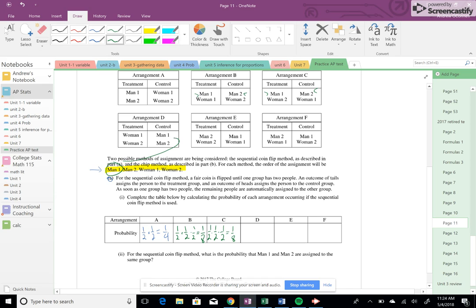Arrangement D, starting with man 1 to the control group, is 1/2. Man 2 to the control group, it's a coin flip, but now the control group is full. That means woman 1 and woman 2 are automatically assigned to the treatment group, and that's 1/4. Why don't you pause and try arrangement E and arrangement F on your own?